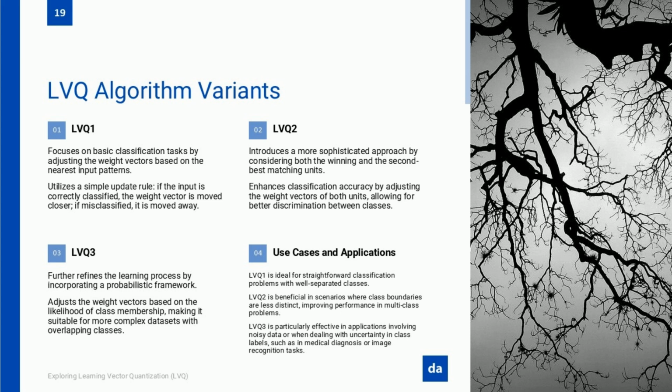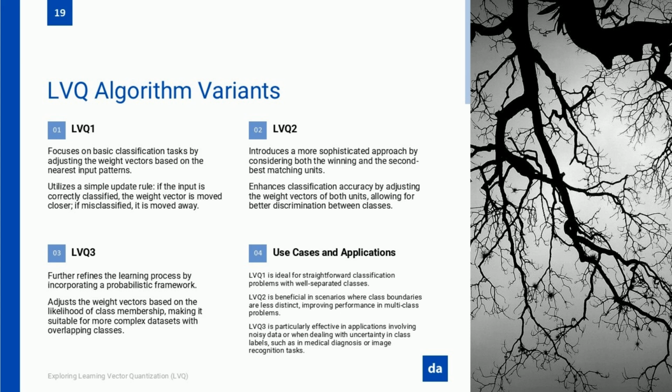Let's start with LVQ1, the original, the classic, the simplest form of LVQ. This version follows the standard winner-takes-all approach, where the best matching unit, BMU, is updated based on whether it correctly classifies an input or not. If the classification is correct, the prototype vector moves closer to the input. If it's wrong, the vector moves away. It's straightforward, easy to implement, and works well on clean, well-separated datasets. But here's the problem. LVQ1 struggles with overlapping classes. If two classes have fuzzy boundaries, LVQ1 might not handle them well, leading to lower accuracy in complex datasets.